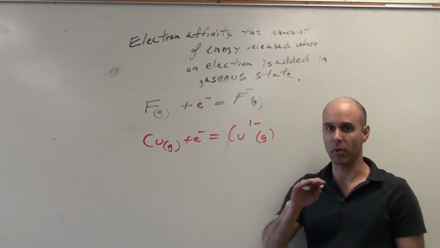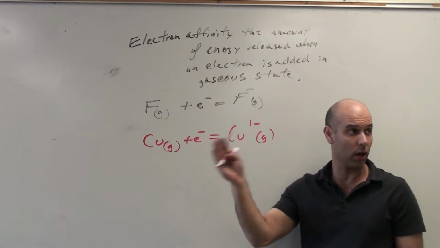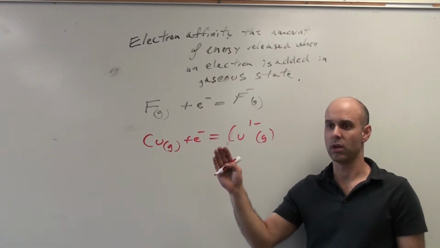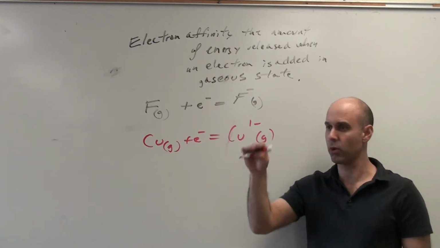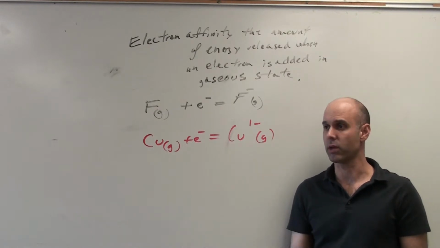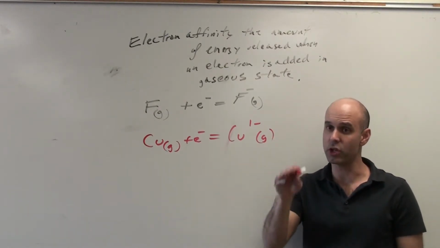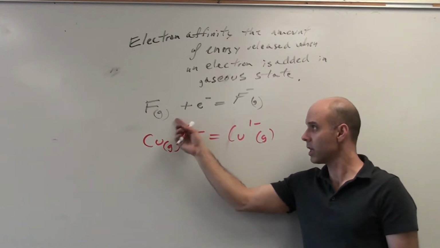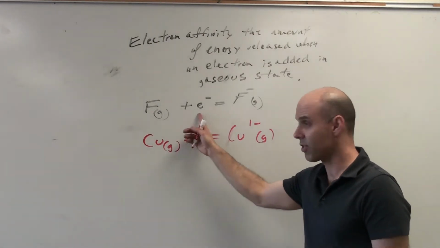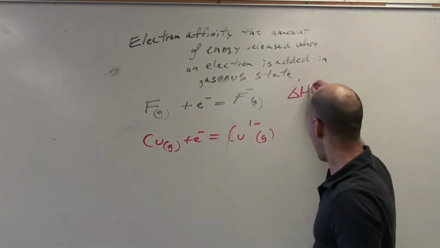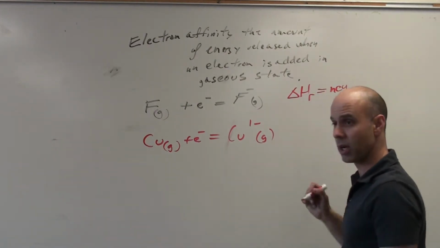But remember, all ionization energies are positive. You have to put energy in to remove an electron. It doesn't matter which one it is on the periodic table, you've got to put energy in to remove it. Whereas here, if I add this electron, I get energy out.